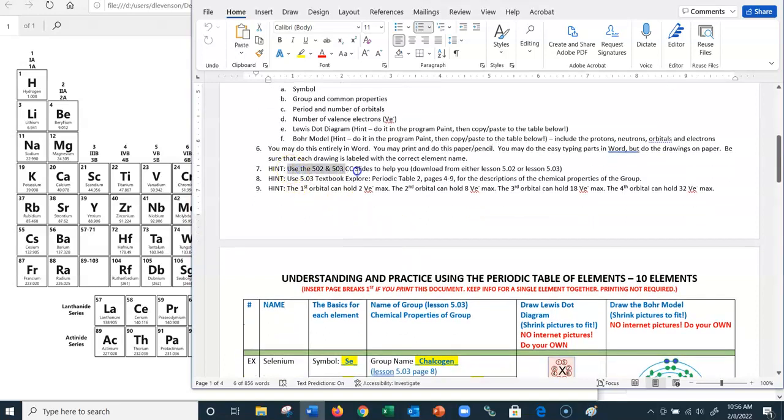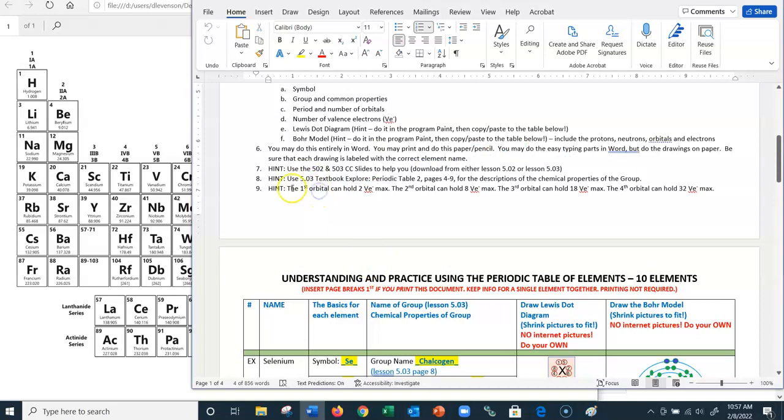I did add slides in lesson 502 and 503. Those slides will help you. I do recommend that you open them. It's the CC slides in the Learn part of the lesson, and also, of course, in the Textbook Explorer.